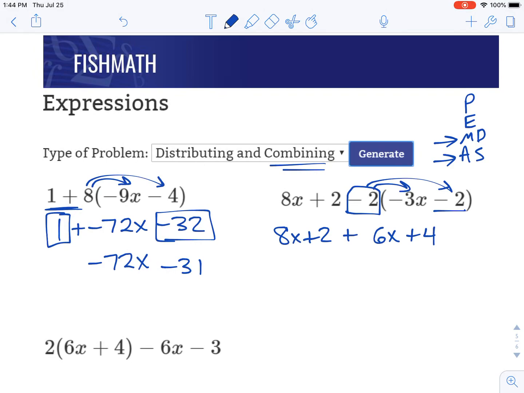If we didn't use the minus, it would be negative 6x minus 4, but then subtracting that whole thing. So it's going to be the same thing either way. I just think using the negatives is a little bit cleaner. That way you get rid of double signs right off the bat. From here, we're going to combine like terms. Our x's combine to 14x, and then our 2 and our 4 make 6. And that's our simplified expression once we distribute and combine.